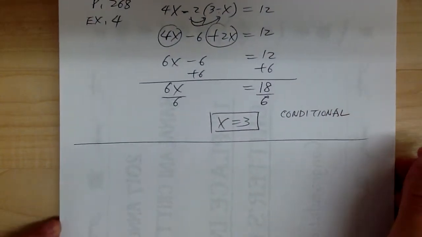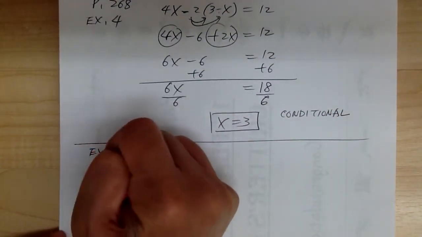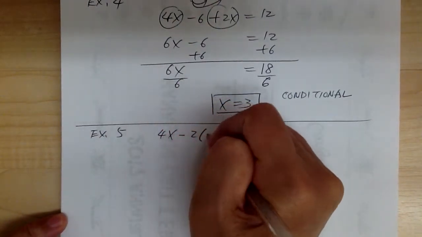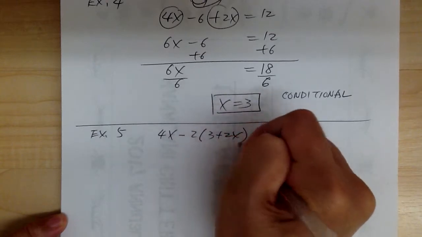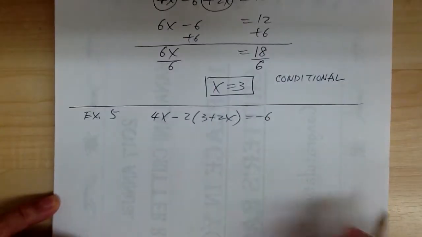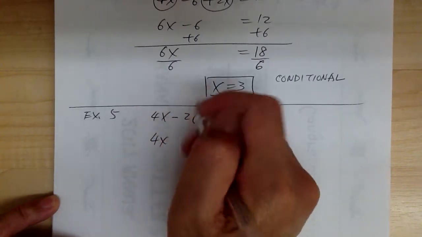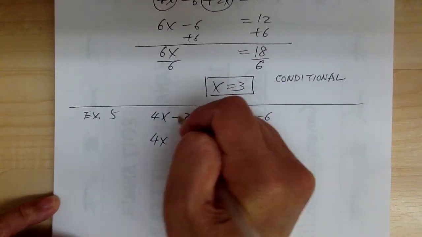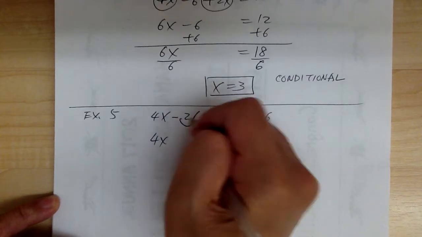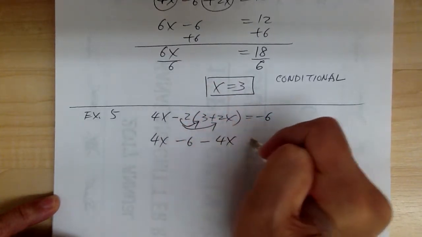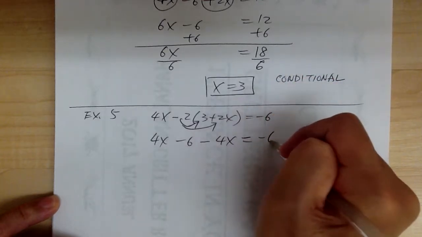Okay. Now let's go to example 5. You have 4x minus 2 times 3 plus 2x is equal to negative 6. So it's very similar to the last one, so let's go and work it out. When you have parentheses, you have to undo the parentheses first. So negative 2 times 3 is negative 6. Negative 2 times 2x will give you minus 4x. Again, try to get the numbers to the other side of your equal sign.